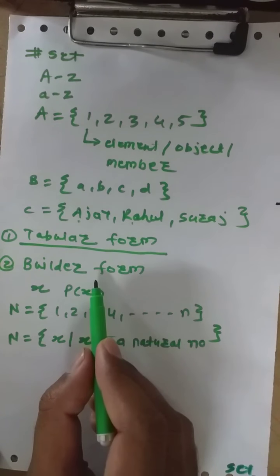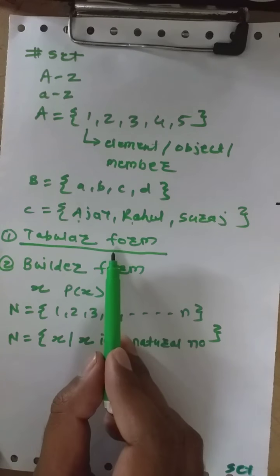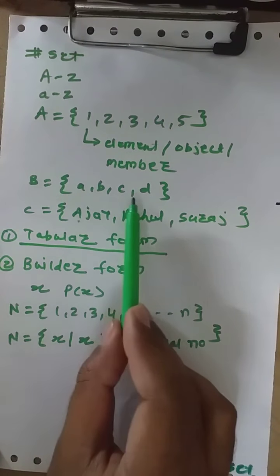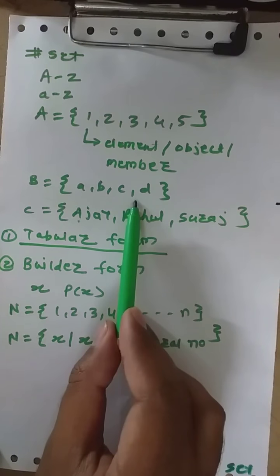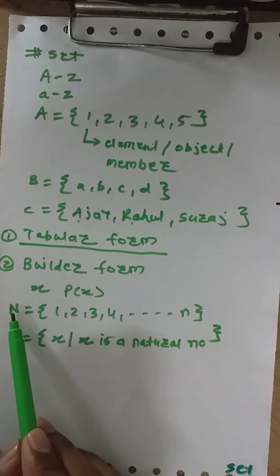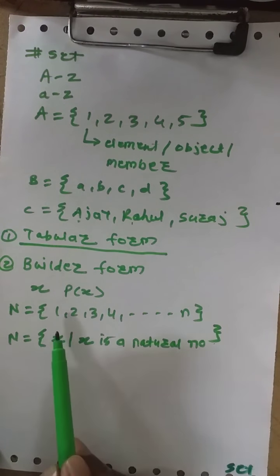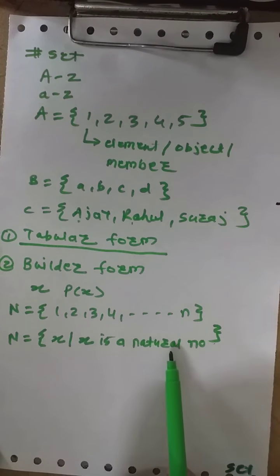So there are two forms of representation of a set. First is tabular form, in which the elements are listed within opening and closing braces and separated by commas. And in builder form, within opening and closing braces, we first consider x as an element, such that the property of that element follows.